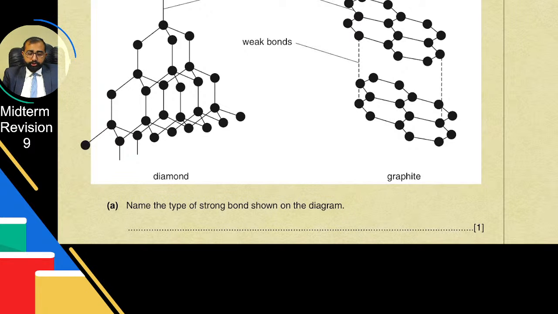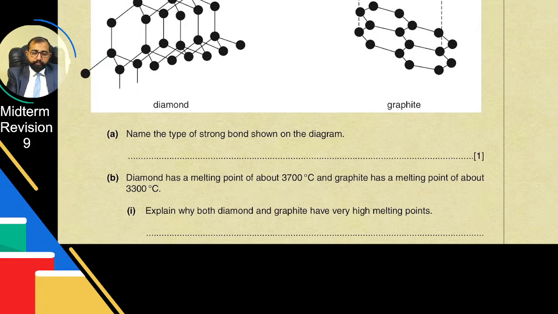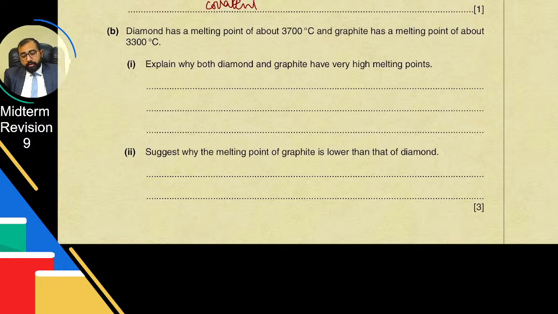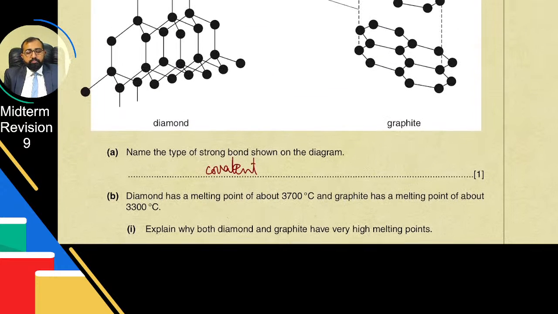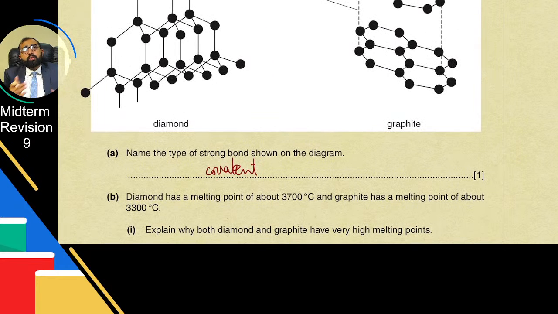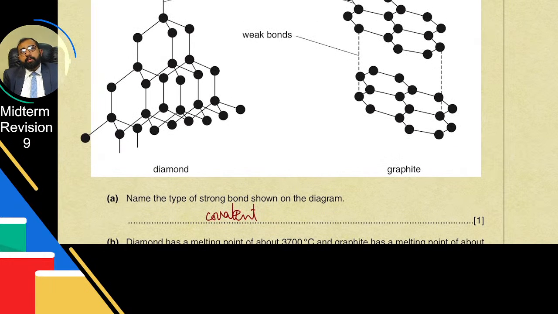Name the type of bond shown. It's a covalent bond. Okay. Diamond has a melting point of 3700, graphite has 3300. Why do both diamond and graphite have a high melting point? Because they have strong bonds. There's a strong force of attraction between these atoms. And where is this coming from? This is the covalent bond, the attraction between the shared electrons and the nuclei. Don't mention intermolecular here.